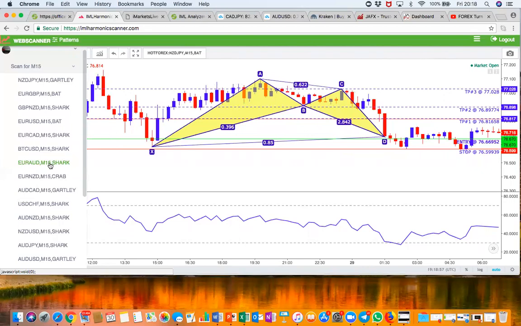What did I write here? The most trades that you can take here, just look for the ones you see here. Say Gartley, Bat, Shark. If you look for a pattern that shows more.